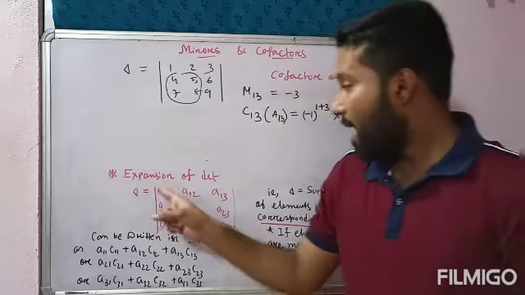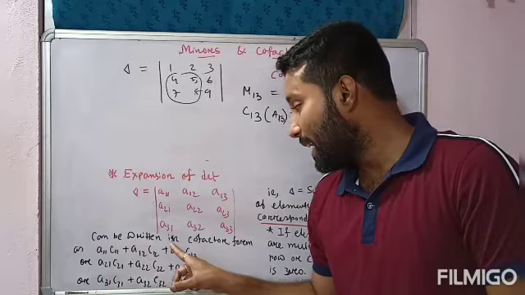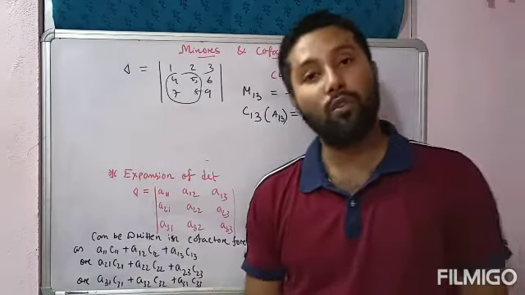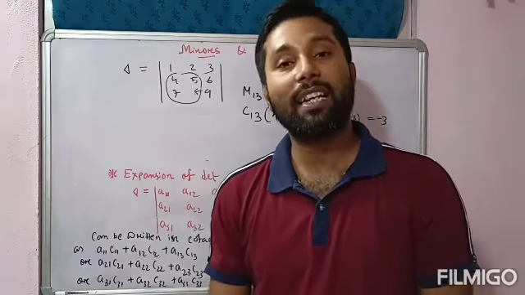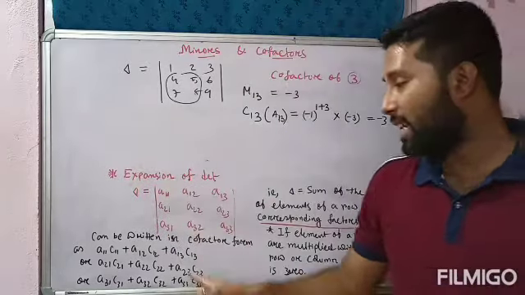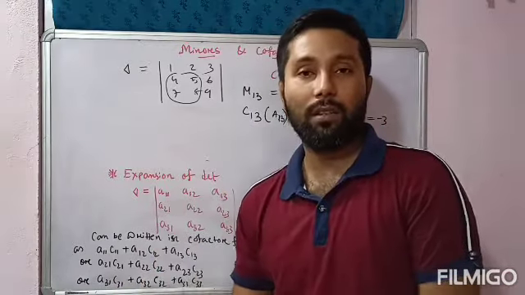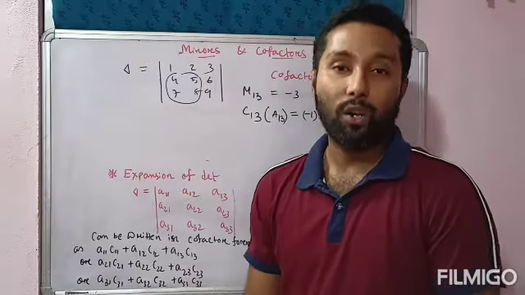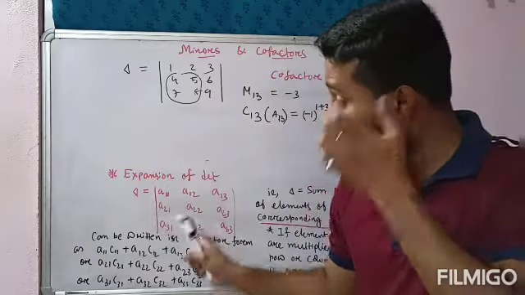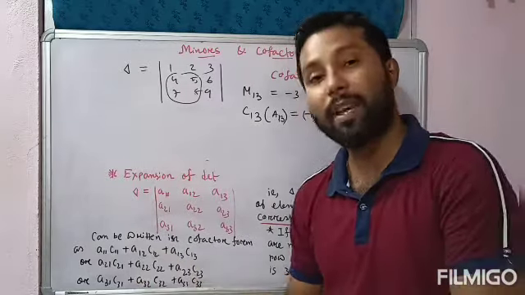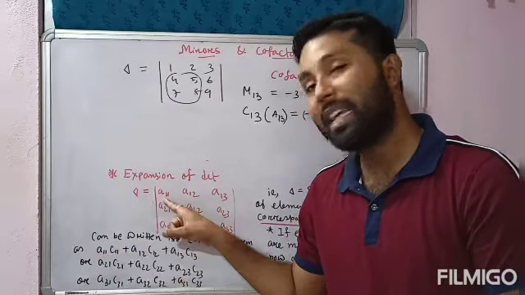शॉर्टकट मेथड क्या है? Expansion of such type of determinant can be written in cofactor form also. Expansion of any determinant can be written in cofactor form also. Generally you can use this shortcut technique in order 3. If the order of the determinant is 3, then we can use this shortcut method. Okay. So expansion of determinant can be written in cofactor form as: कैसे लिखना है? A11 into C11.